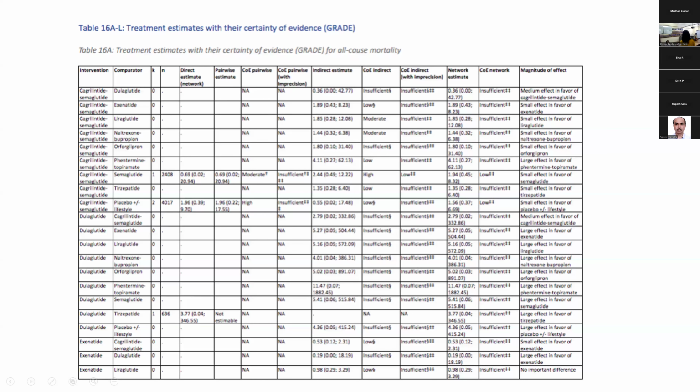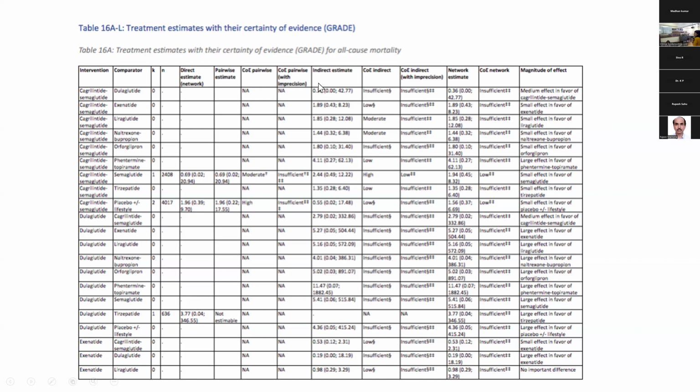So like this, the authors have given it for each drug comparison. For example, cagrilintide and dulaglutide: K is the number of studies, N is the number of participants. There was no study to inform a direct estimate. But somewhere else, using some other study, they could make an indirect estimate. And then they did the certainty of evidence for the indirect estimate. Similarly, for each treatment arm, they have done this. For direct, indirect and the mixed treatment, they have looked at the certainty of evidence.